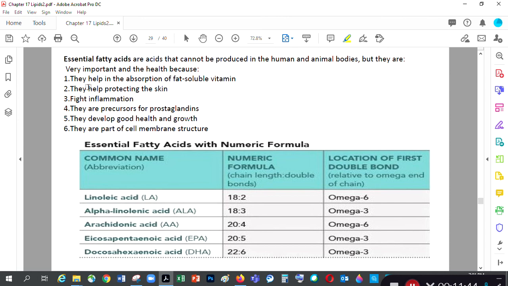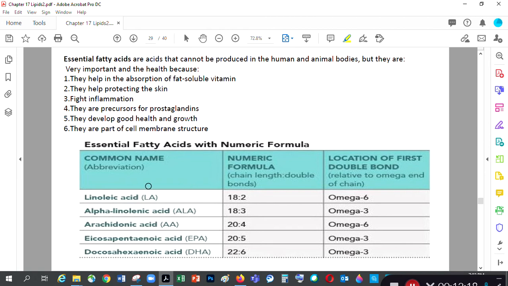Look what they are doing. The essential fatty acids help in absorption of fat-soluble vitamins. They help in protecting skin. They fight inflammation. They are precursors for producing the prostaglandins, correct? Prostaglandins are one type of fatty acid-based lipid. They support good health and growth, and they are part of cell membrane structure.